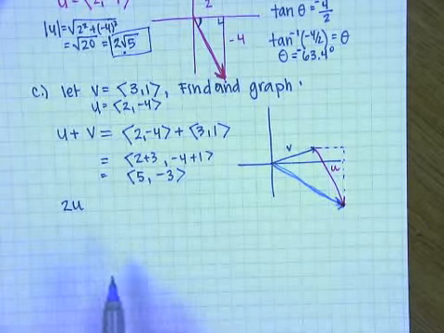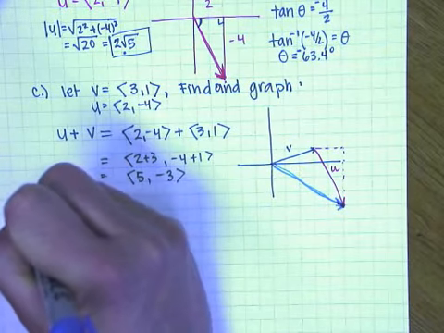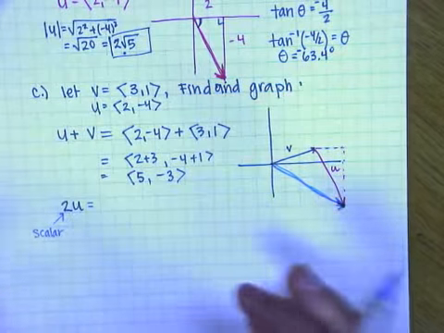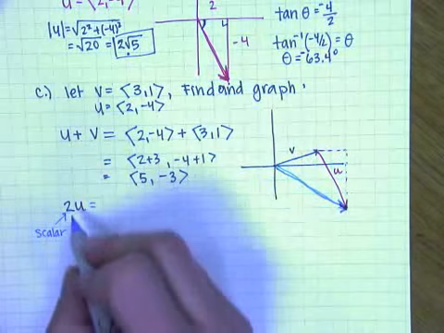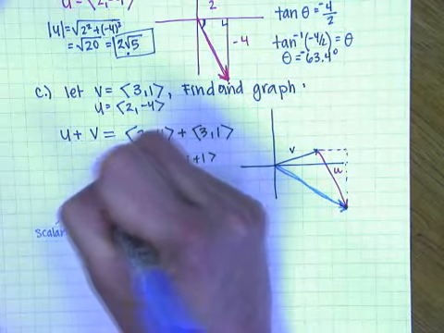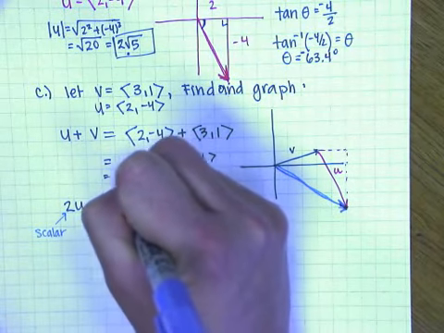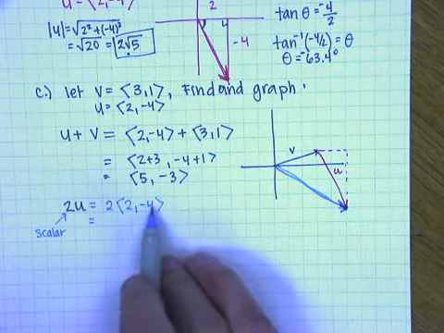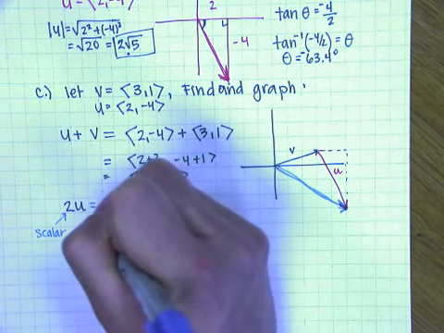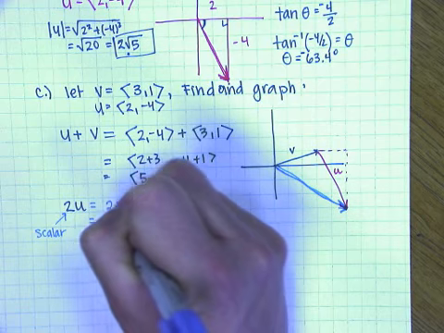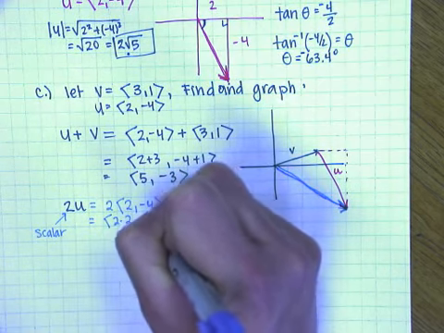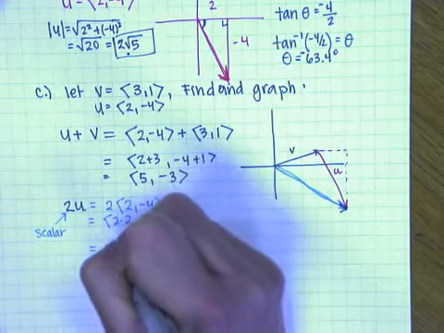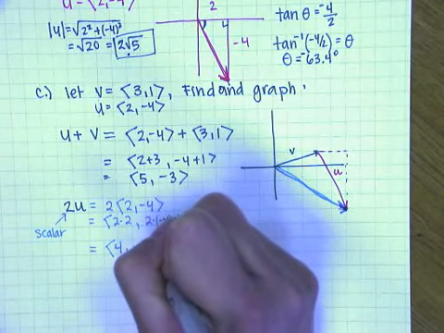Okay. I can also, what we call scale, this 2 is a scalar, basically meaning that I am changing the size of the vector. And so if I want to scale u, I would do 2 times the vector u, which was 2, -4 for us. And you just scale both the x and the y equally. So I'm going to multiply both the x and the y by 2. 2 times 2 and 2 times the -4. So then I would get this vector 4 and -8.